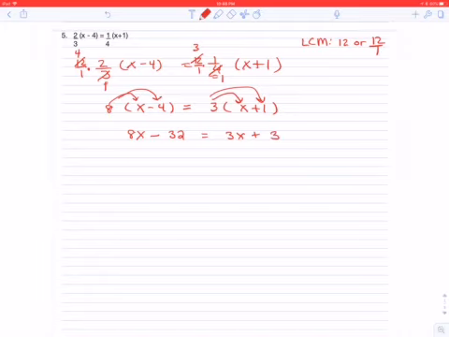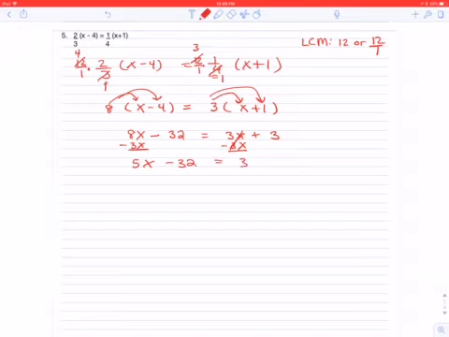x is on two sides of the equation, so I'm going to eliminate one of the x's. I'm going to eliminate the smaller one. I'm going to get rid of that 3x. If I subtract it from one side, I have to do the same to the other side. So I have 5x minus 32 equals 3.